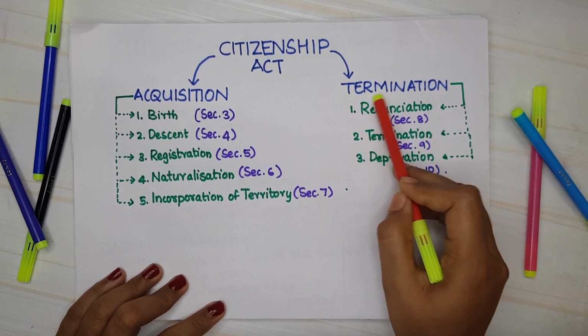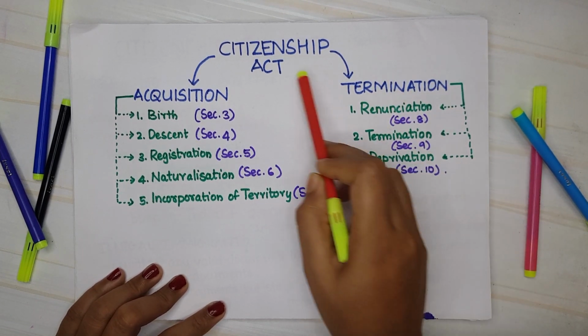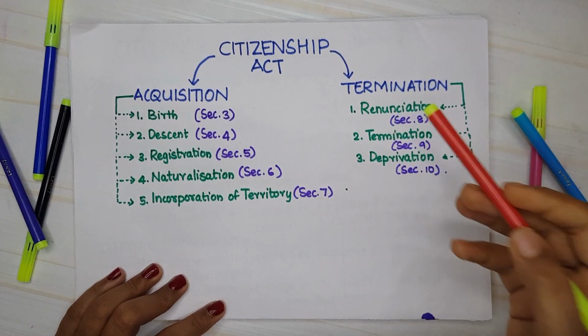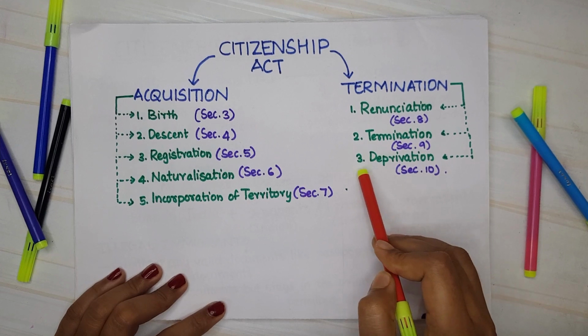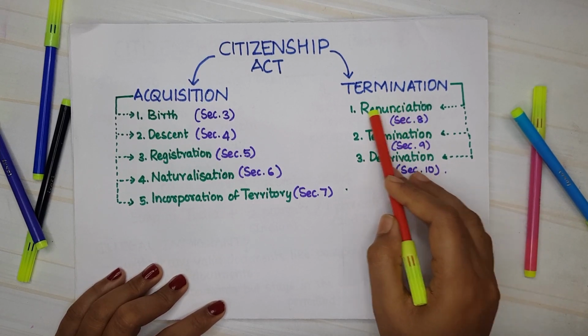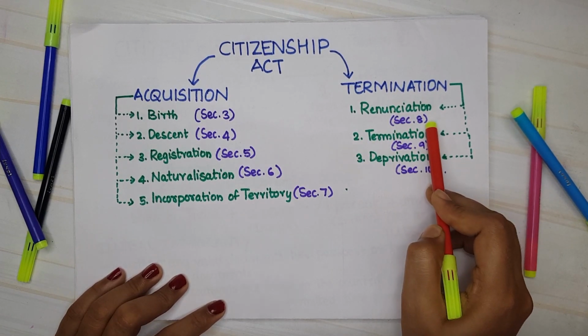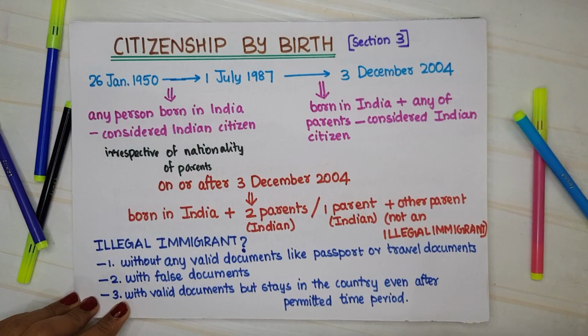Then, the different modes by which termination of citizenship can happen are: the first, renunciation; the second, termination; and the third, deprivation. These are addressed under Section 8, Section 9 and Section 10 respectively.